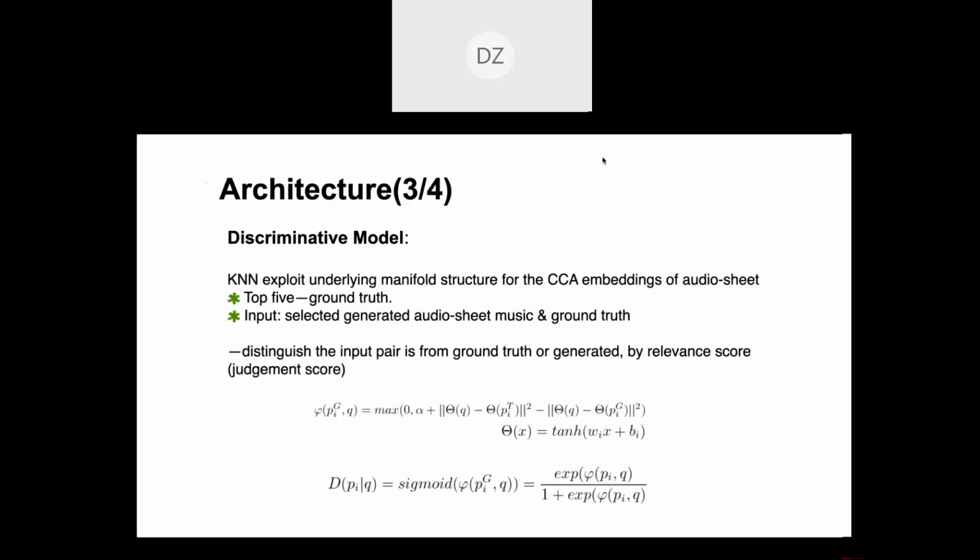So another important model is the discriminative model. We apply the KNN method to explore the underlying manifold structure for CCA embedding of the audio and sheet music pair, and we select the top 5 closest items to establish new pairs as ground truth. The input of the discriminative model is the generated audio and sheet music pair, and the manifold structure based on ground truth. So the target of this model is to distinguish whether the input pair is from ground truth or is generated by the relevant score or the judgment score.